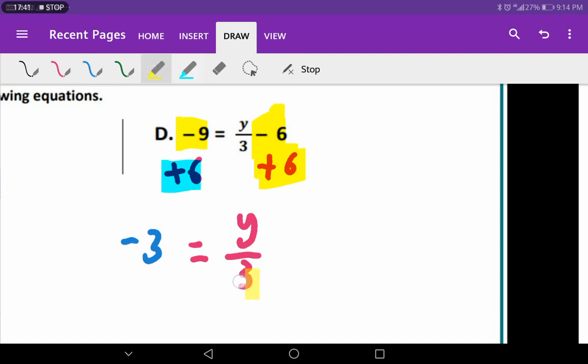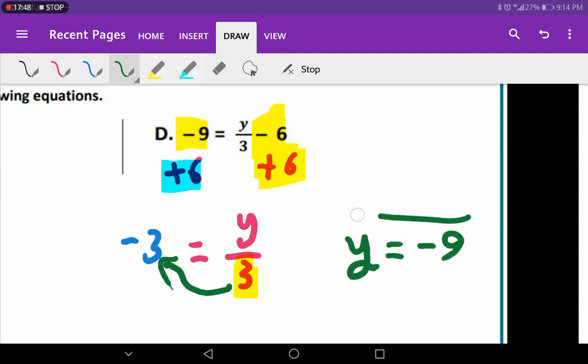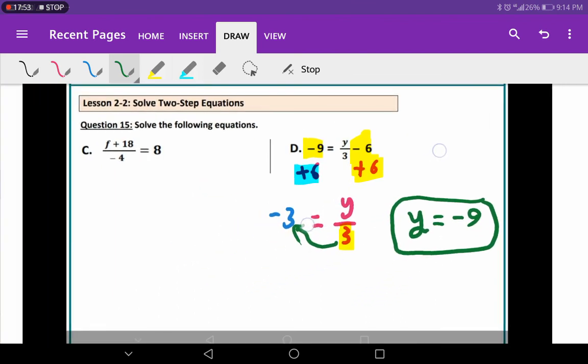I have a number down. Directly we multiply it by this. So y equals negative 9. Are you happy? I hope so.